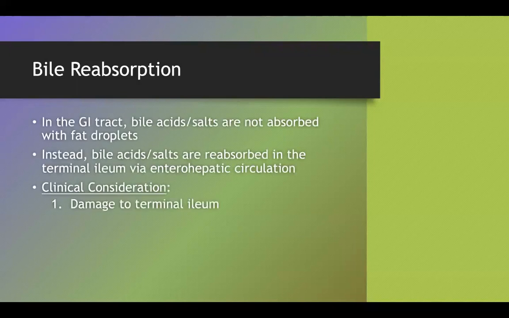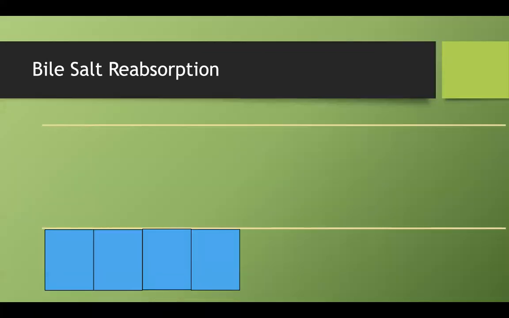Something to consider is that if you have any condition that damages your terminal ileum, not only would you have a potential B12 deficiency, but you'll end up with a bile salt deficiency. And because we just saw how important bile is in absorbing fat, this bile salt deficiency could actually give you a fat malabsorption. So this is the same picture we just showed.